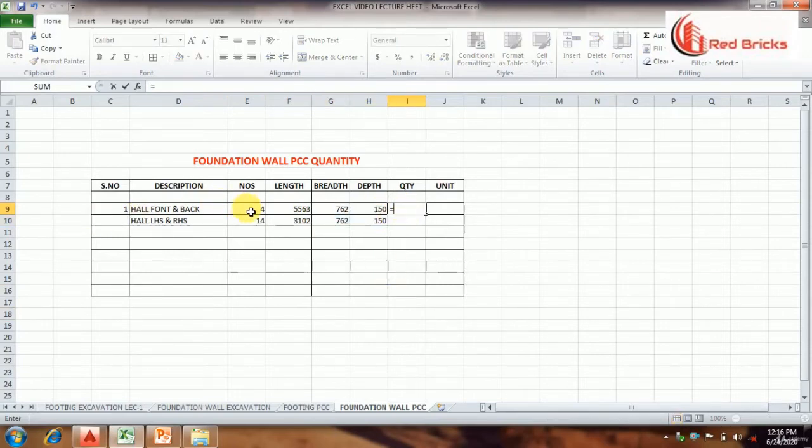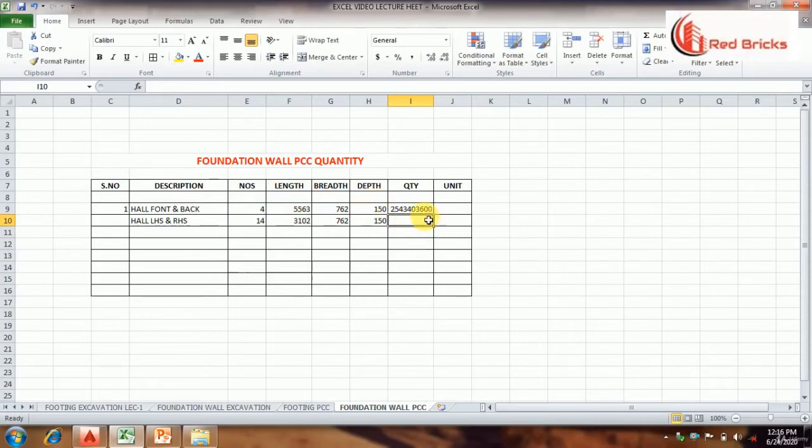Now let us calculate their quantities by multiplying their number, length, breadth and depth. The present unit is in cubic millimeters and we will change it to cubic meters by dividing it by 1000 cube. We can find the second value in a similar way. Now let us add the two quantities to get the total quantity.